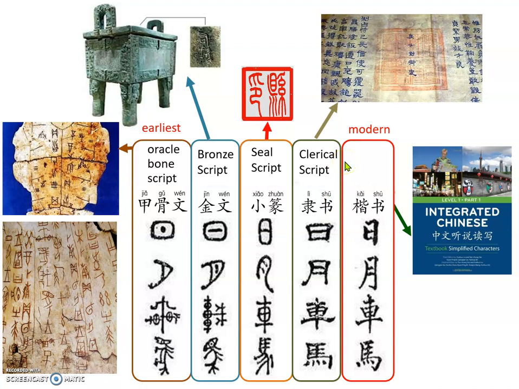Until modern day, the one we use is 楷书. 楷书 does not have an English equivalent term, but it's just the type that we use in our Chinese textbooks or newspapers. So most of the modern words that we are writing right now, either by hand or printed through press, we call 楷书, the modern type.